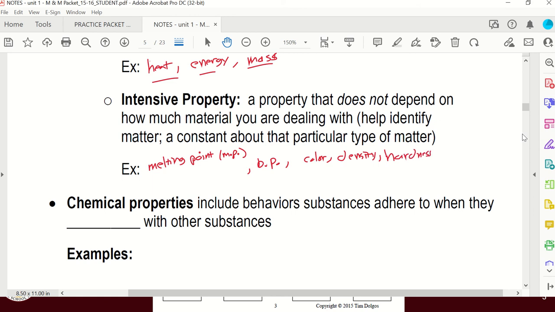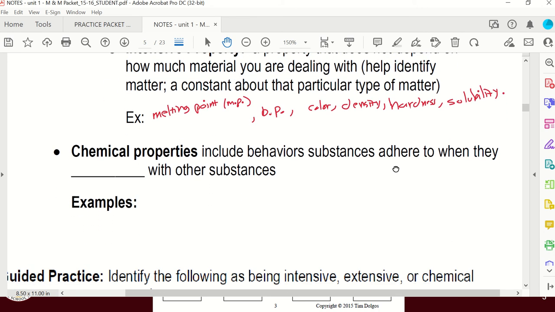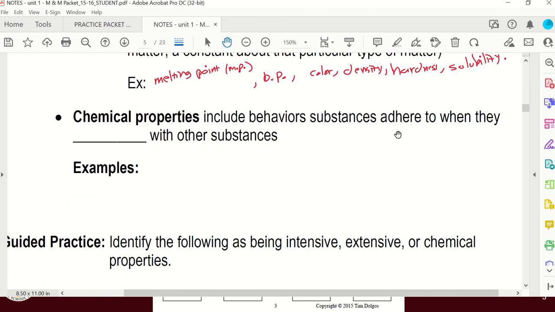So a small diamond is just as hard as a large diamond. And salt. Solubility doesn't matter if you do a little bit of salt or a lot of salt, it still dissolves in water. How about its chemical properties?